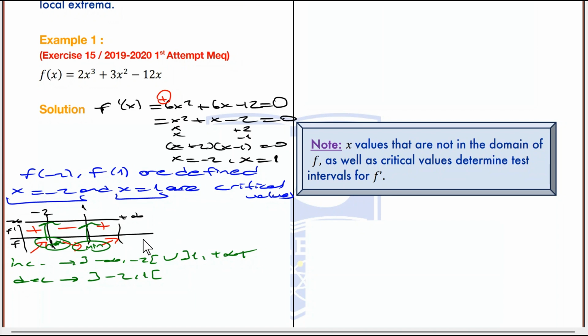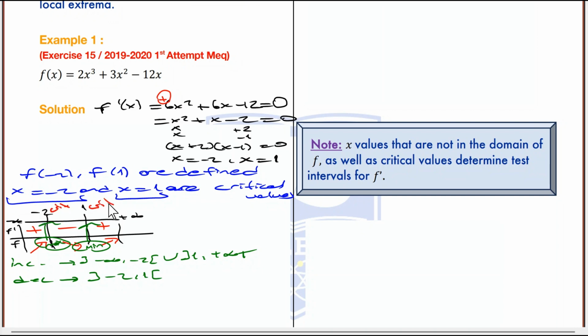After you make the table, you will find increasing intervals, decreasing intervals, and local extrema. Everything depends on this table actually. But keep in mind that if those numbers are not critical values, we don't have local extrema, even though we have increasing first and then decreasing, or decreasing first and then increasing. So we have to make sure that these two numbers are critical.